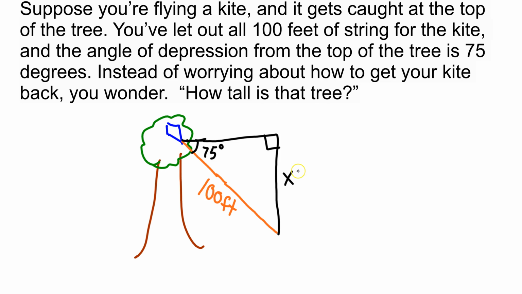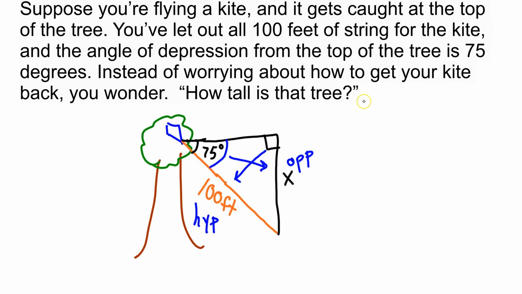So to do that, all we're going to do is follow our same right triangle trig steps. Step 1, identify your angle. Well, there is our angle. That's our 75. Step 2, identify your sides. X is opposite that angle, and 100 is opposite the right angle, so it's the hypotenuse. So I found my opposite and my hypotenuse.